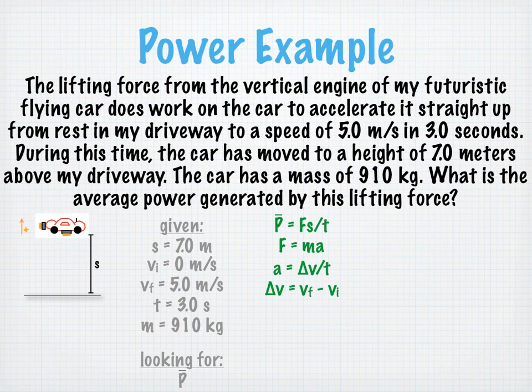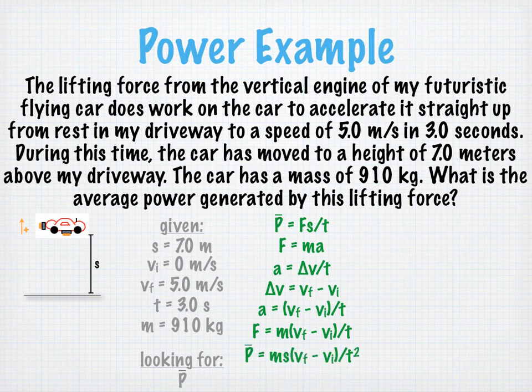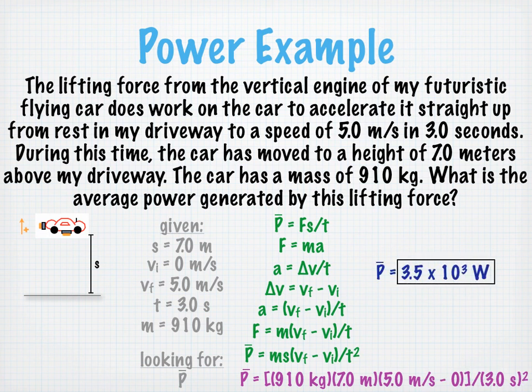So we substitute this change in velocity expression into the expression for acceleration, substitute this into the expression for force, and substitute this into the expression for average power to get an expression that contains our knowns and unknowns. Now we can plug in our known and unknown values, and using our calculator we get a value of 3.5 times 10 to the 3 watts for the power generated by this lifting force.